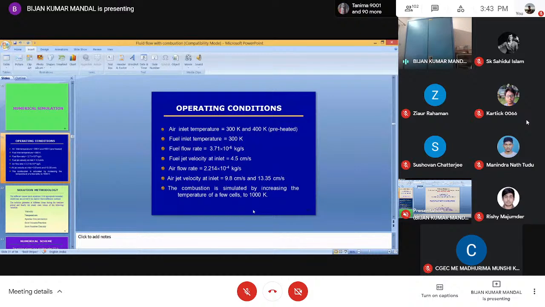Fuel inlet temperature we are keeping fixed, 300 Kelvin. Okay, you can vary that also. Then the fuel flow rate is 3.7 into 10 to the power minus 5 kg per second. And from that, if you calculate the geometry, that is your density and area, the fuel jet velocity at the inlet is 4.5 centimeter per second. Similarly, air flow rate is this, and air jet velocity at the inlet will be 9.8 centimeter per second.